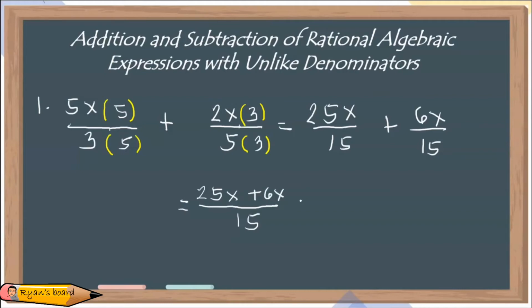Okay? Now, 25x plus 6x, that's 31x over 15. Now, yung 31 ba and 15, pwede pang i-simplify into lowest term. I think wala na tayo pwedeng i-divide dyan, no? Maliban sa 1. So, this is now our answer. Okay? Now, let's have another one.